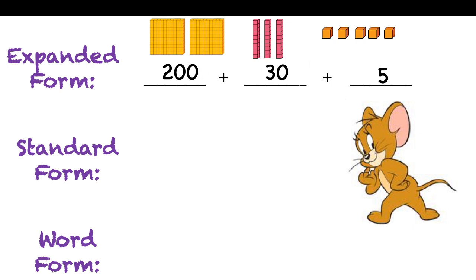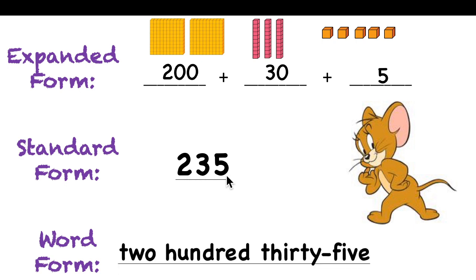Now, what's the standard form? When you take the first digit from 200, you will take 2. From 30, you will take 3. And from 5, you will copy 5. You will have 2, 3, 5. How do we read this number? 235. Let's see, how do we write it? 235. This is the word form.